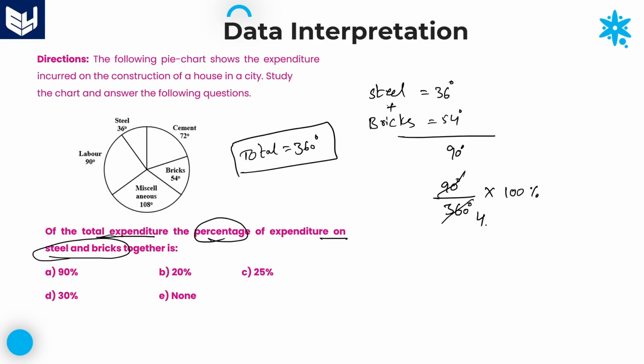90 ones are 9, 4 times, and next 4 ones are 4, 25. Therefore the required percentage will be 25 percentage. Steel and bricks together. Expenditure on steel and bricks together, the percentage value becomes 25 percentage. That is the required answer. Option C is the right answer for this question.